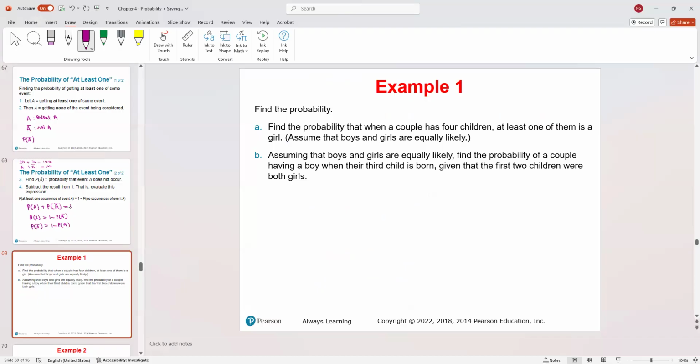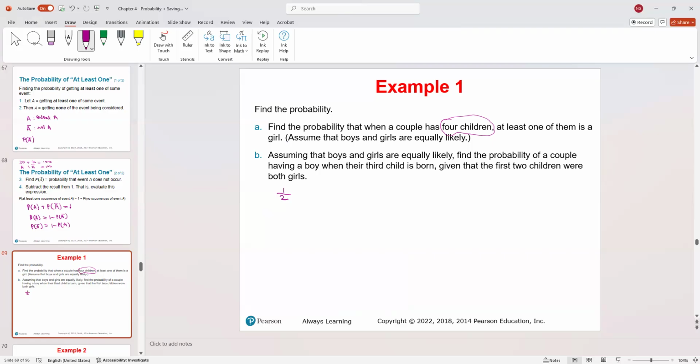Okay. Let's say for the first one, find the probability that when a couple has 4 children, at least one of them is a girl. Okay, so in order to find the probability that at least one of them is a girl, what's the probability that the first one is a girl? Yeah, 1 out of 2, because you either have a boy or a girl, right?